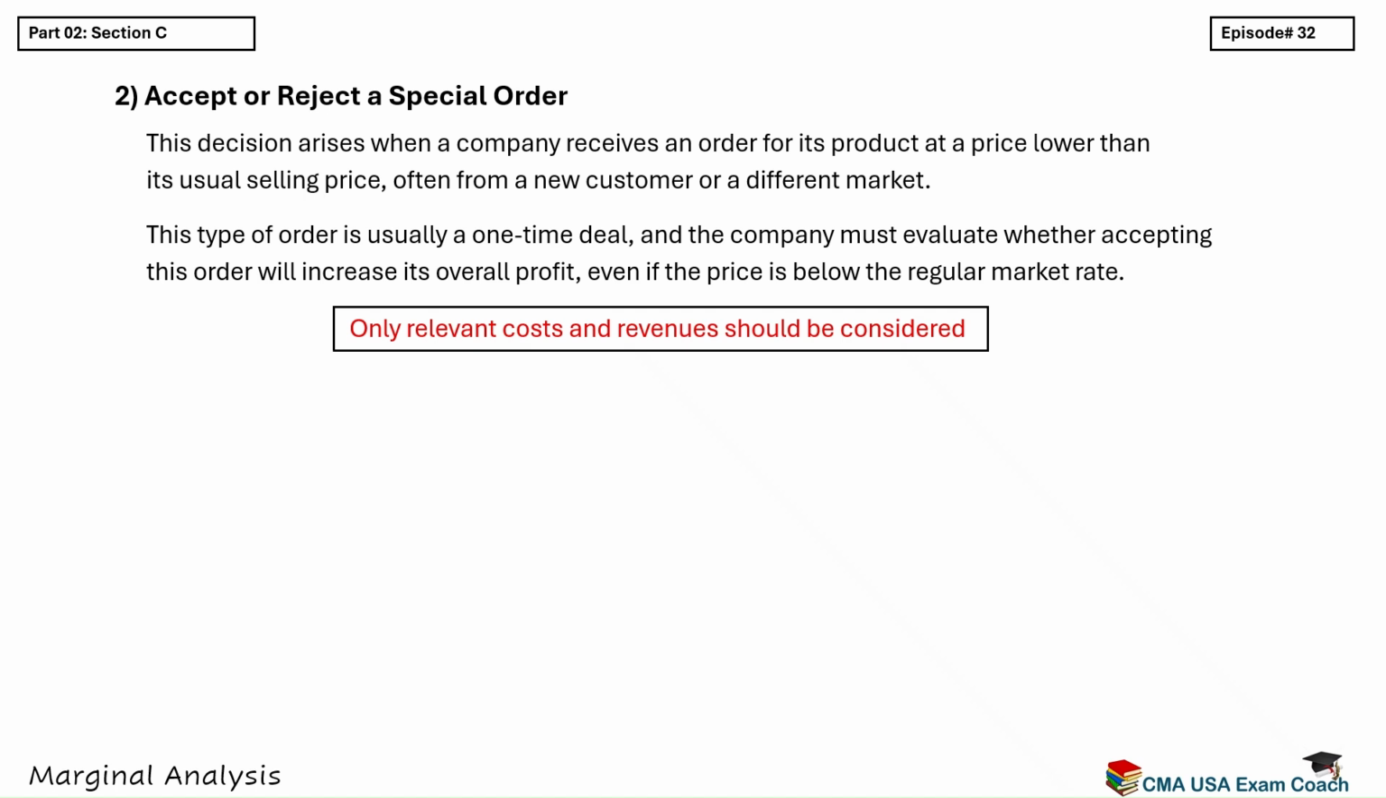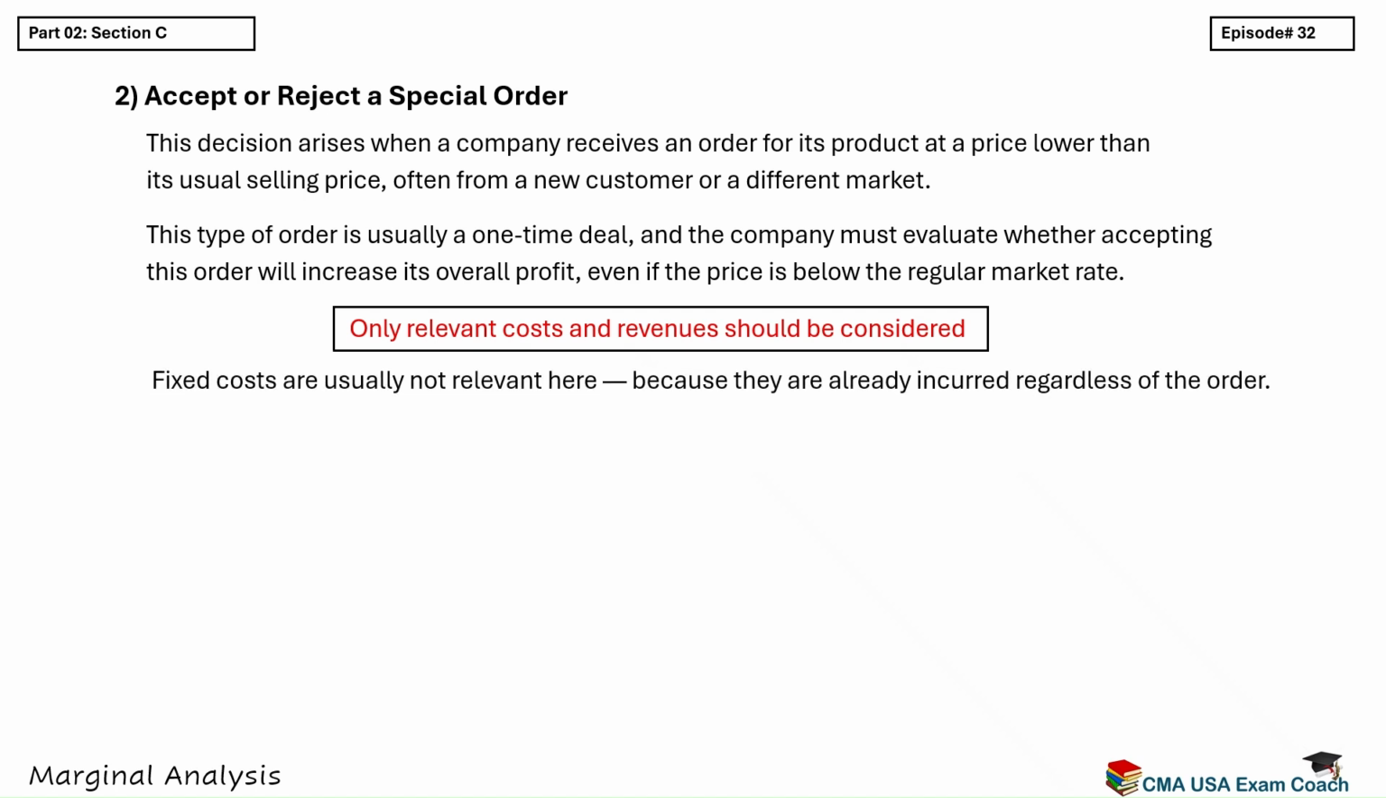If the incremental revenue from the special order is greater than the incremental cost, then it will increase profit, and the special order should be accepted. But keep in mind, fixed costs are usually not relevant here, because they are already incurred regardless of the order. Also, the company should have spare or unused capacity to handle the order without affecting regular customers.